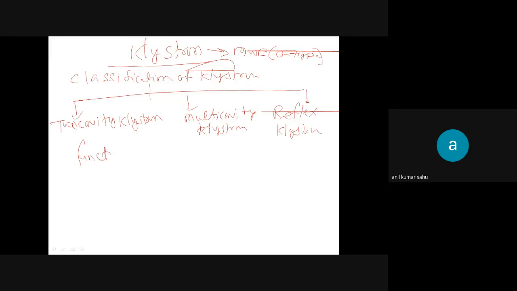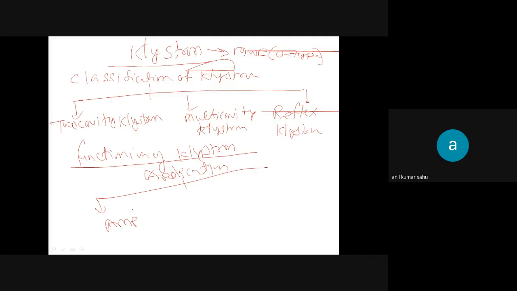Now, what is the functioning or working behavior of the klystron? What is the use of this klystron? In terms of application, there are two applications. One application is amplifier, and the other is oscillator. Here it is an amplification mode, and the other is in generating mode, generating the signal in the form of oscillation.